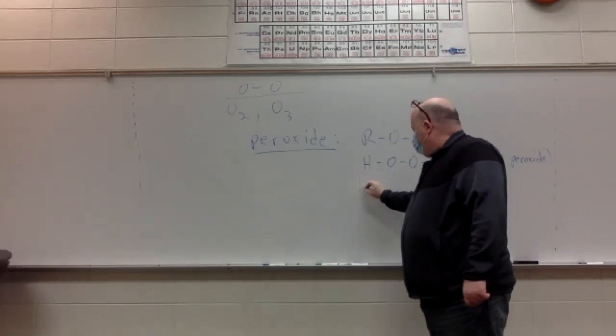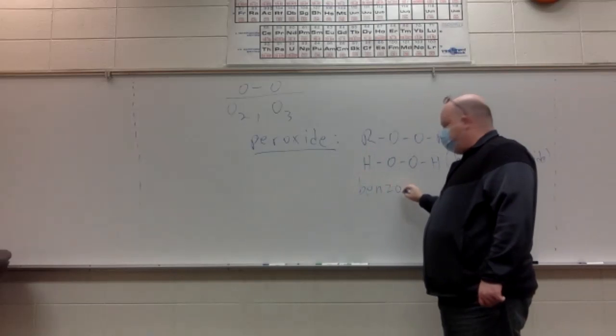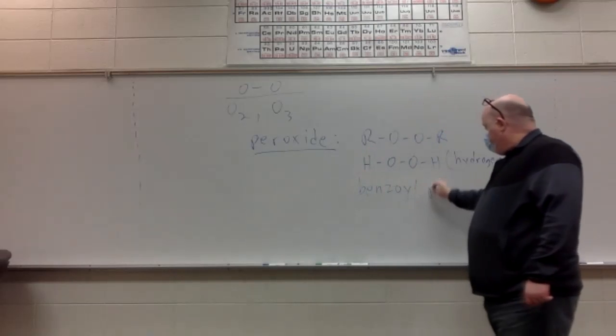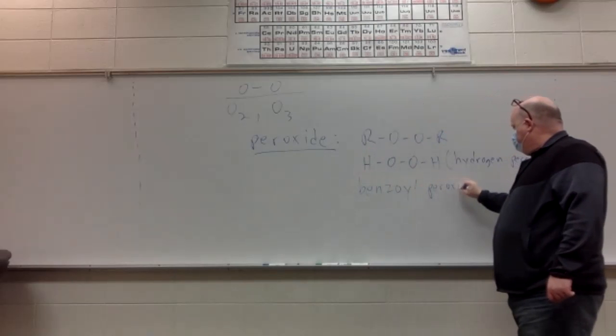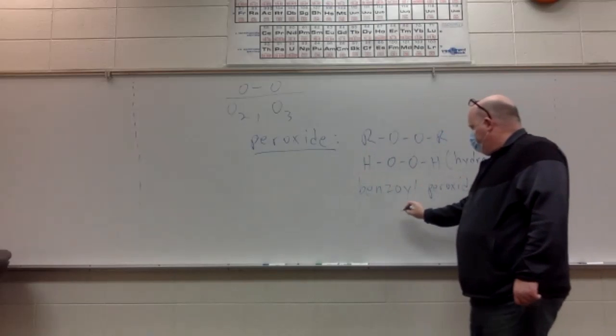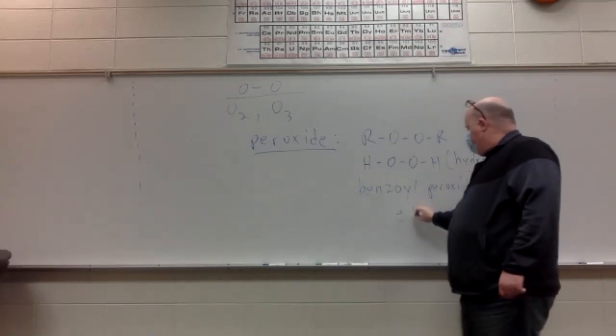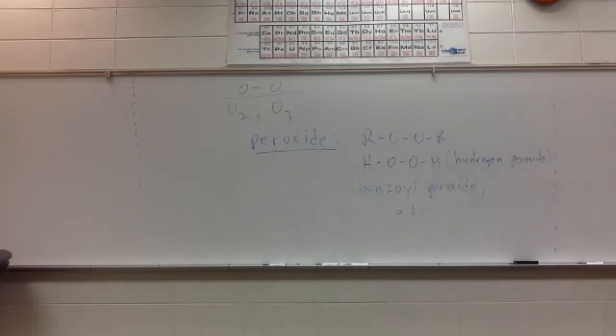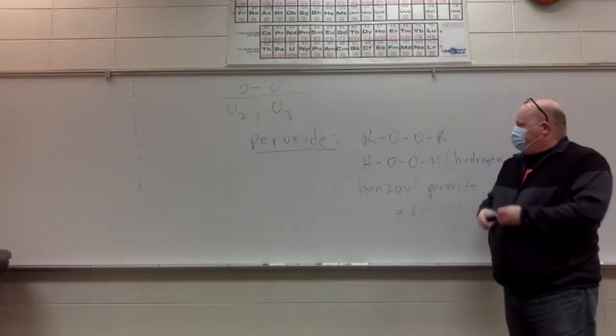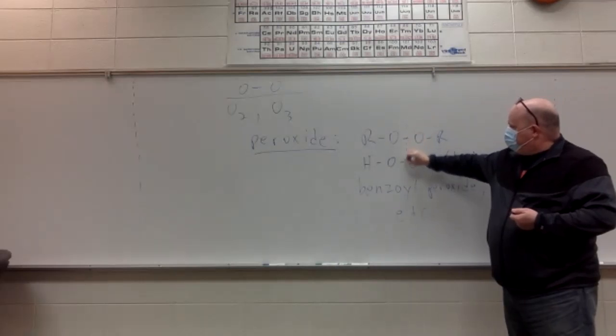There's another one you might have heard of. I'm not going to draw the structure because it's really big. The benzoyl peroxide. And a bunch of others as well. So, those are just a couple of examples to give you the idea. But they all have this OO single bond in them. Very, very easy to split.